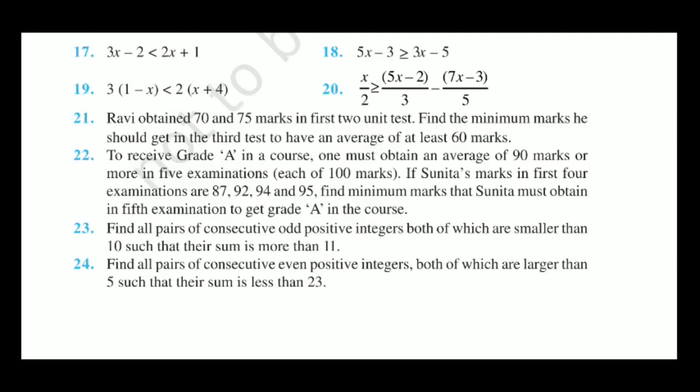See question number 22. To receive grade A in a course, one must obtain an average of 90 marks or more in 5 examinations, each of 100 marks. If Sunita's marks in the first 4 examinations are 87, 92, 94 and 95, then find the minimum marks that Sunita must obtain in the 5th examination to get grade A in the course.